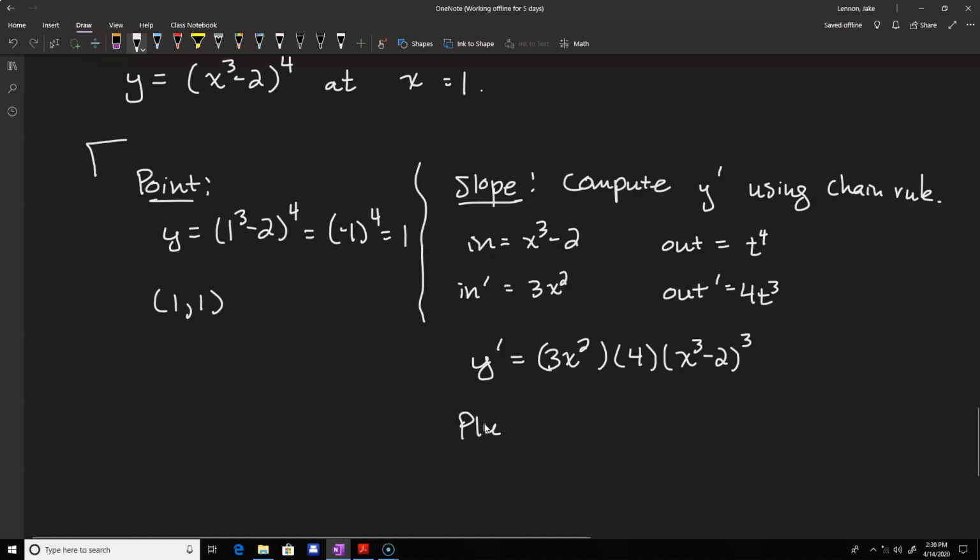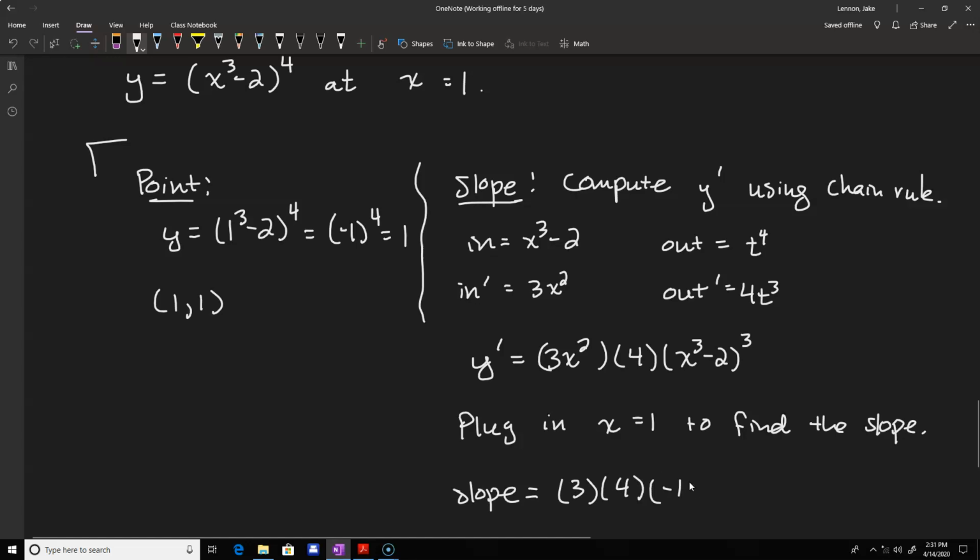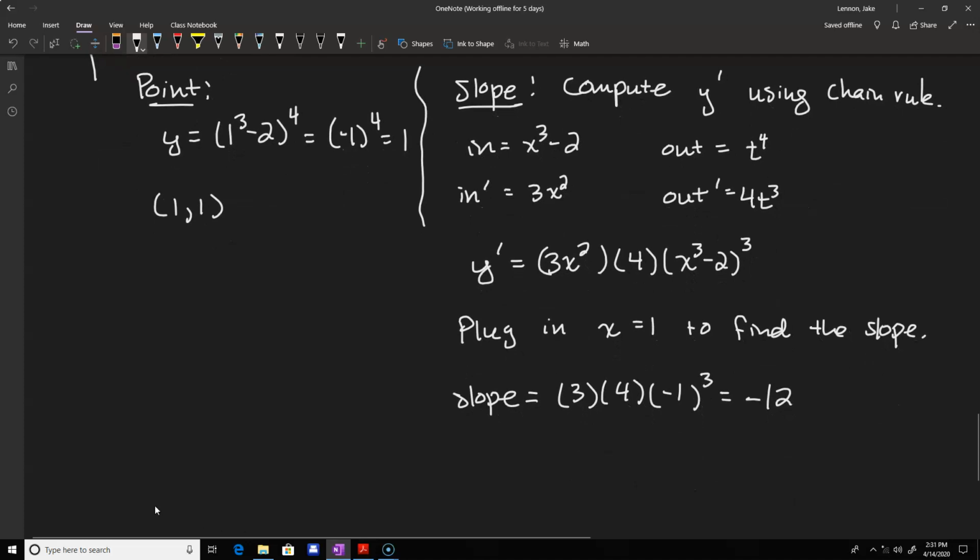So plug in x equals 1 to find the slope. So our slope is going to be equal to 3 times 4 times negative 1 to the 3rd power, which comes out to negative 12. So what do we know? Well, we know typically a line has y equals mx plus b form. So our line looks like y equals negative 12 times x plus b.